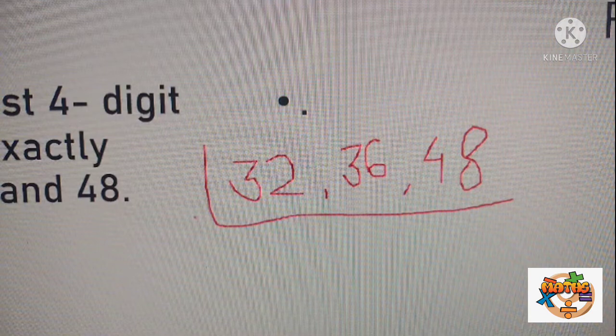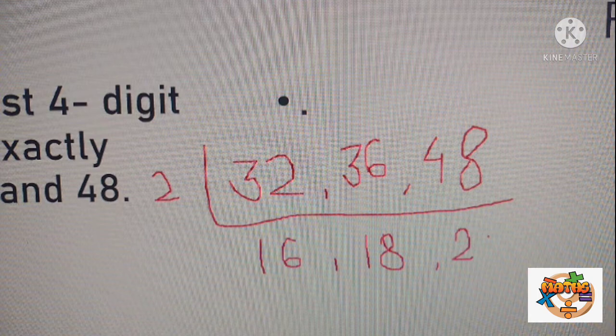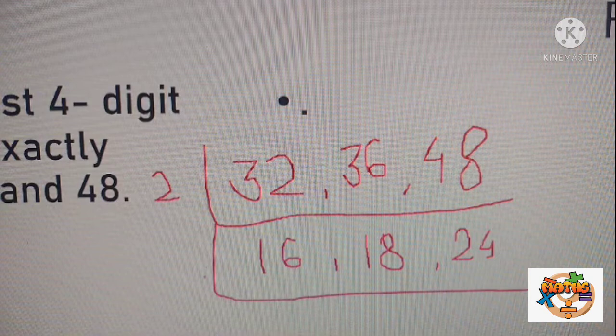So as you all know, these numbers are divisible by 2. So when 32 is divided by 2, what is the quotient? Quotient is 16. Here the quotient is 18. And here the quotient is obviously 24. Now again 16, 18 and 24 are divisible by 2. Here 8, here 9 and here we will write 12.